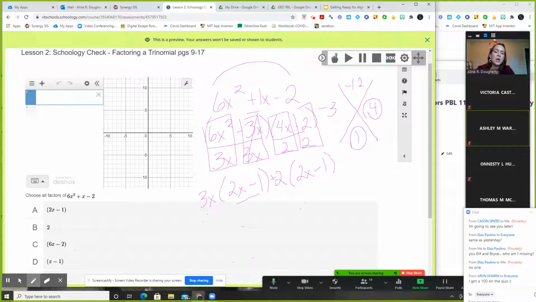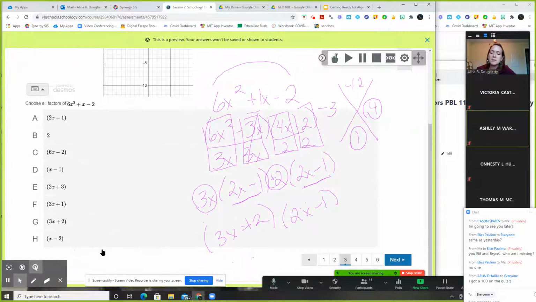Just because you know it should be 2x minus 1 doesn't mean you don't have to do that division. Do the division just to make sure that you've got the right answer. And then we want to put our greatest common factors together in a term. And we should have 3x. I feel like I should have more answer choices down here. There's a ton of answer choices down here. So 3x plus 2, 3x plus 2, and 2x minus 1, 2x minus 1.